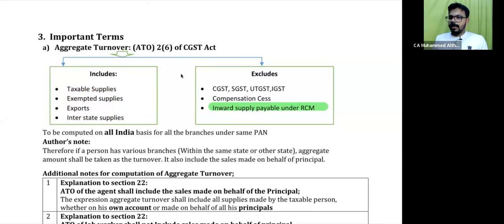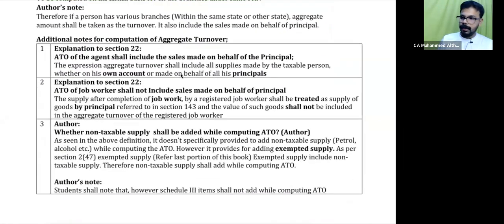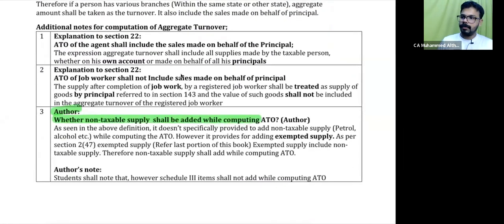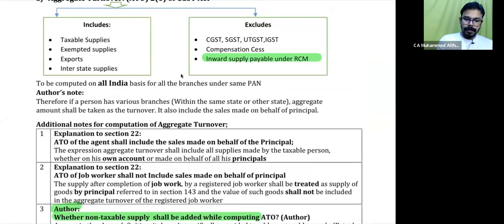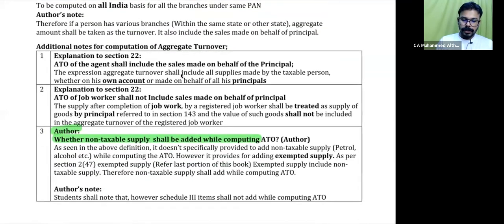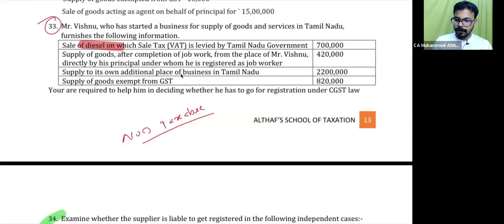Yes, very good, we have to add. Why? Because they are saying that exempted supply shall be added. And there is a definition of exempted supply under Section 2 clause 47, which clearly says exempted supply includes non-taxable supply. So that is why we have to add non-taxable supply also. So we have to add this 7 lakh, right? 7 lakh we have added.